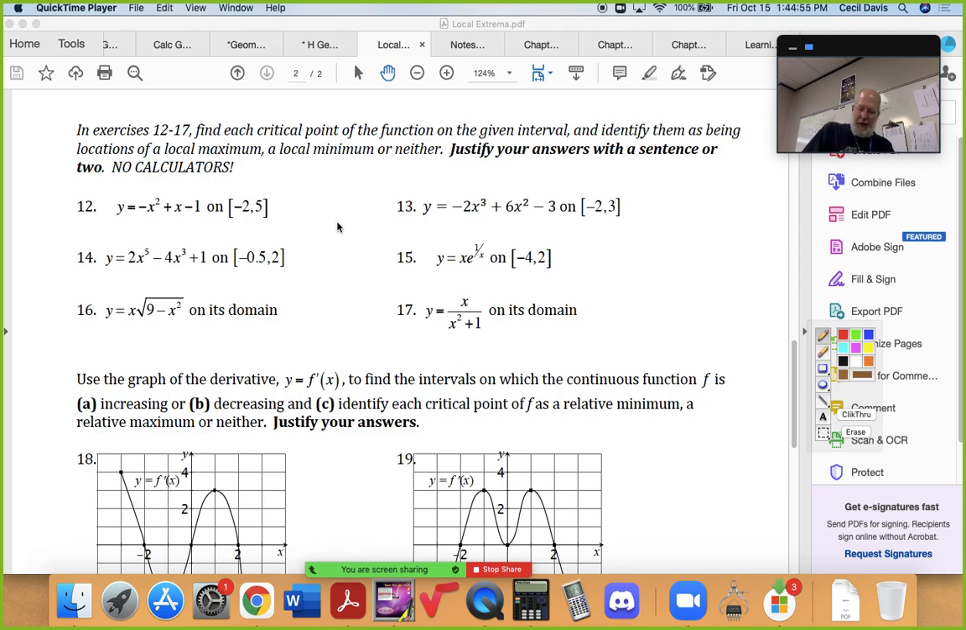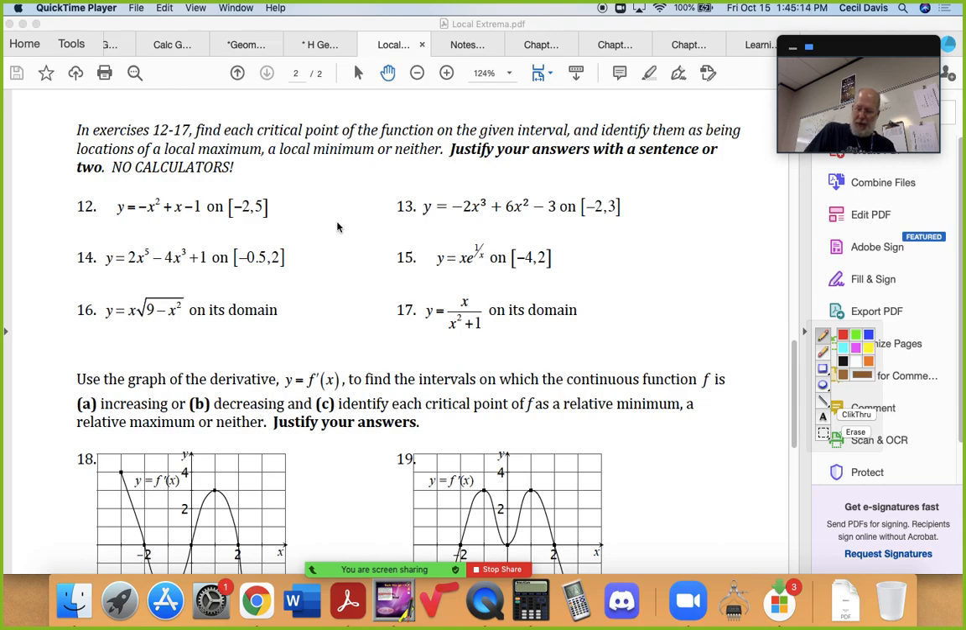F is decreasing on the closed interval from 1 to 3 and on the closed interval from 4 to 5, because f prime is less than 0 on the open interval from 1 to 3 and the open interval from 4 to 5. At x equals 1, f has a local maximum because f prime changes from positive to negative.